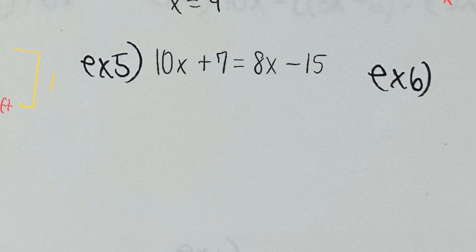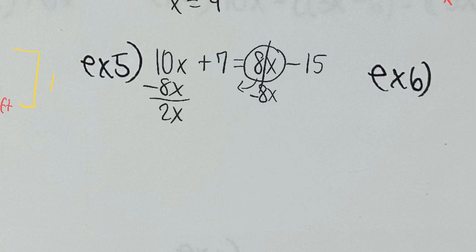All right, example 5. Write down 10x plus 7 equals 8x minus 15. My first song is to move the 8x to the other side. So I'm going to do minus 8x, minus 8x. Cross out, what's my answer? I get 2 x's. Rewrite the question: 2x plus 7 equals negative 15. Minus 7, minus 7. Cross out, what's my answer? 2 negatives, same signs, find the sum. So I get negative 22.